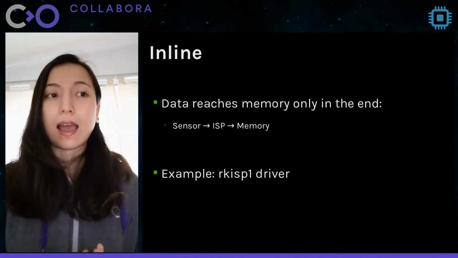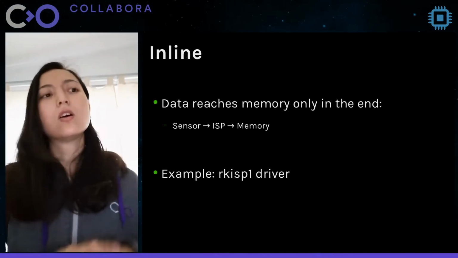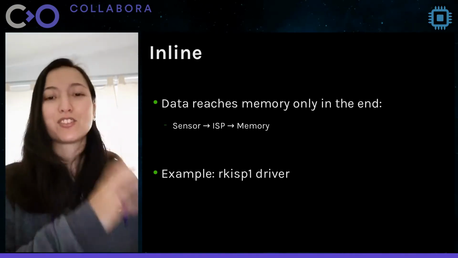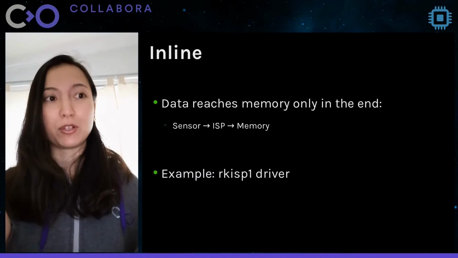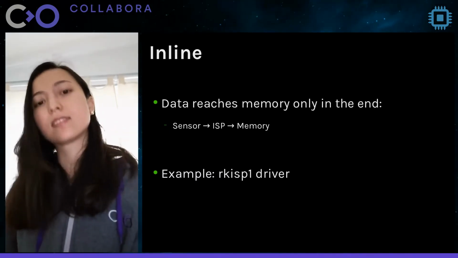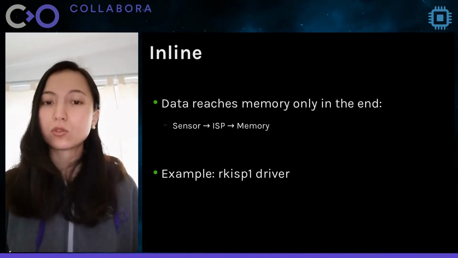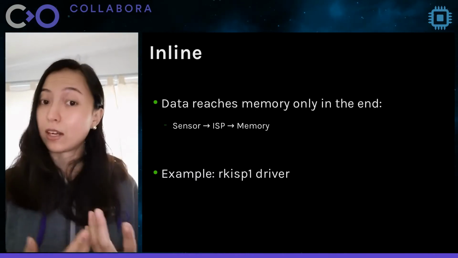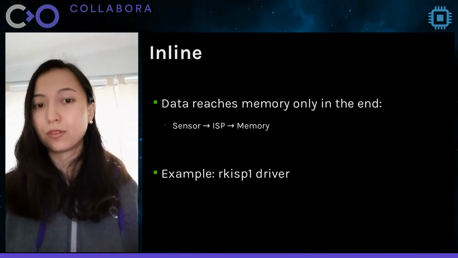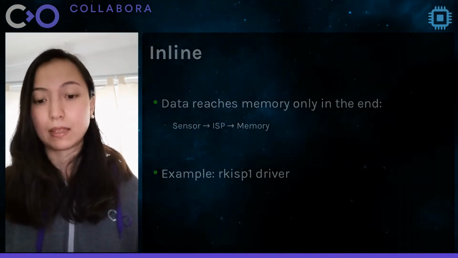An inline ISP is when the data reaches memory only in the end. So the sensor is directly connected to the ISP without touching the memory. Then the ISP does some kind of processing and then it reaches memory for user space. One example is the RK ISP1 driver. This is not entirely true because this hardware can do both actually, but in the driver only inline is implemented.